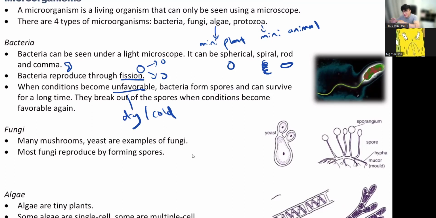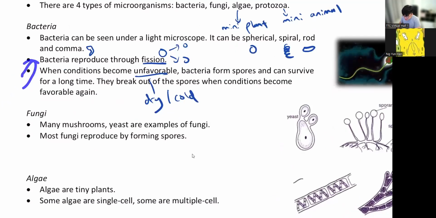They hibernate. They will wait until the condition is good again, then they will start reproducing again. So they break out of the spores when conditions become favorable again. When it's warm, wet, humid, they will start growing again. So putting your stuff into the fridge doesn't kill the bacteria. They just become inactive. This is a very important point.